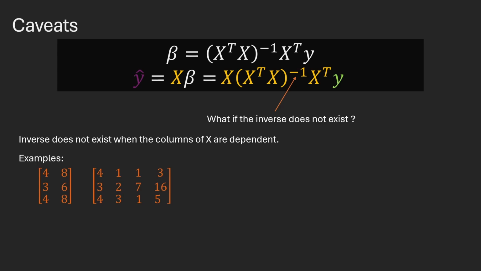Here are 2 examples where the columns of x are dependent. In the first example, the second column is 2 times the first column. In the second example, the fourth column is the sum of the second column and 2 times the third column. Such matrices are called singular matrices.